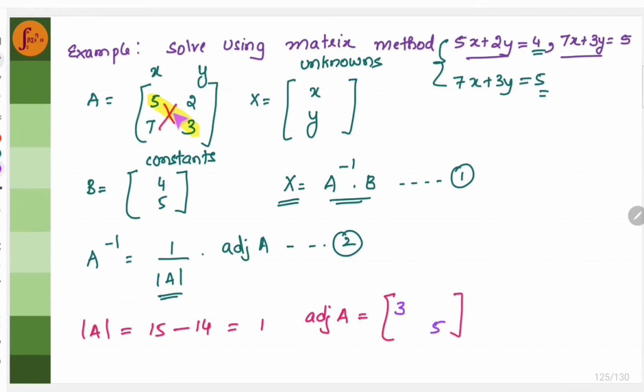Then you have the other elements. What we have to do is just change the signs. So 2 will become minus 2 and 7 will become minus 7. So this is the adjoint of A.